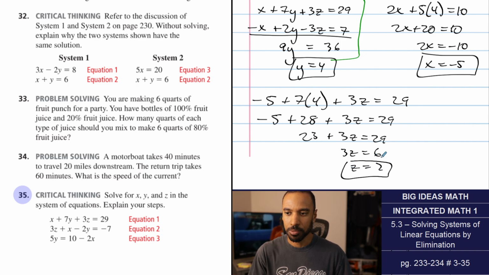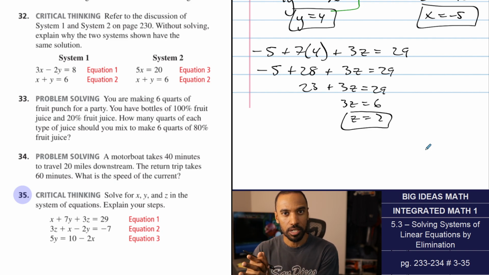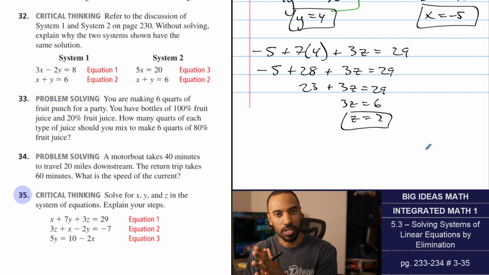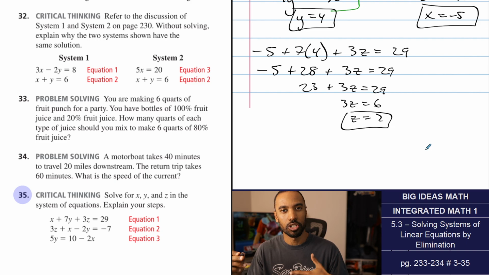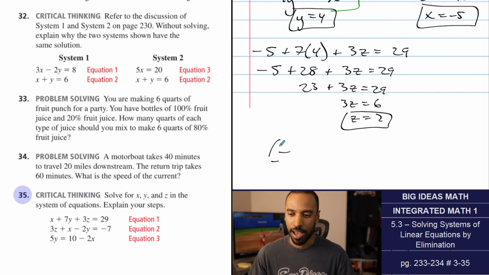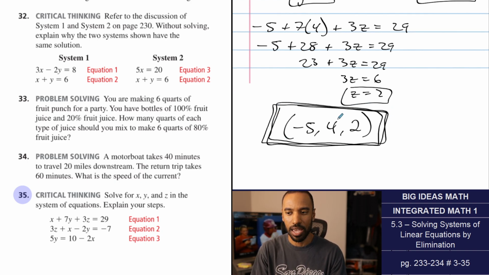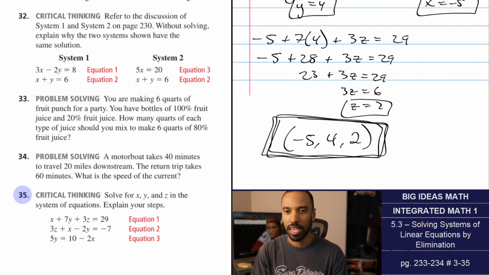Now here's the thing, guys. We talked about ordered pairs, and you don't really know things about 3-dimensional graphing and 3 variables and things like that, but this answer should be an ordered triple. Instead of x comma y, it's x comma y comma z. So my final answer should be negative 5, comma 4, comma 2: x, then y, then z. Is that the only way to do it? Absolutely not. But I think that's the way that best works off elimination, getting rid of those z's.